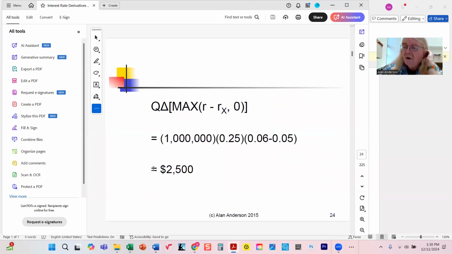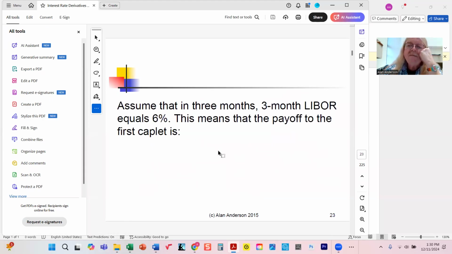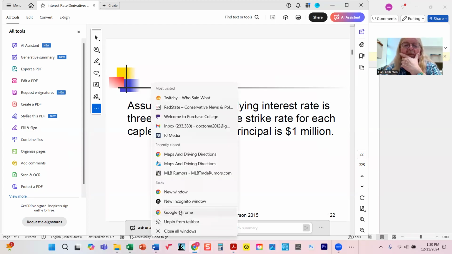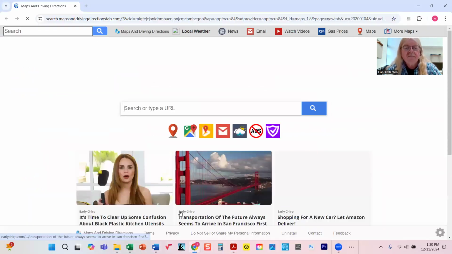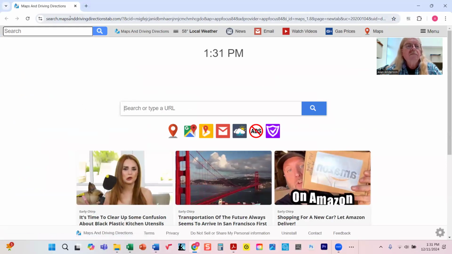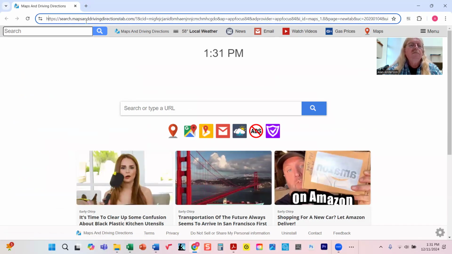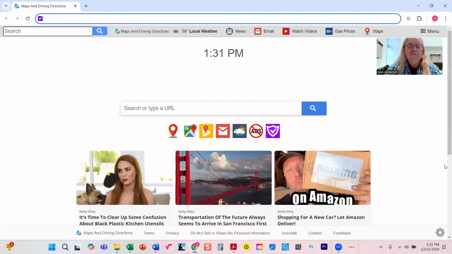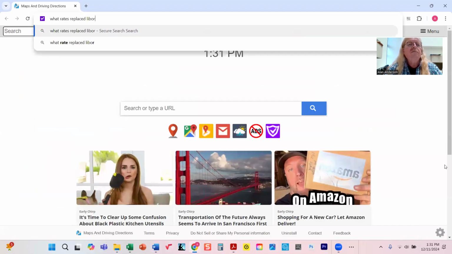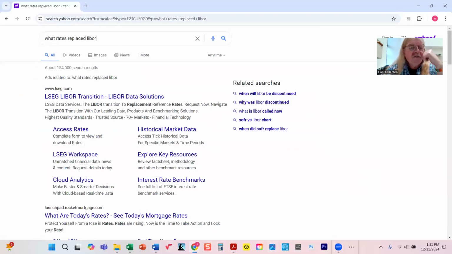Now, remember we had this discussion about LIBOR last time. That would have been replaced with some other appropriate rate. Like, for the United States, let's just quickly remind ourselves.